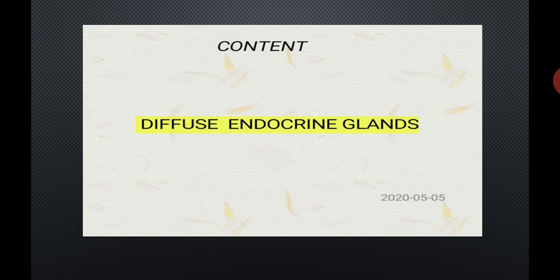Diffuse endocrine glands consist of cells, and all those cells are scattered throughout the body. They are present in two forms, one in an isolated form and the other in a group form. Today we are going to see some diffuse endocrine glands.